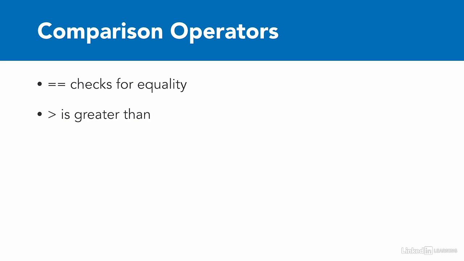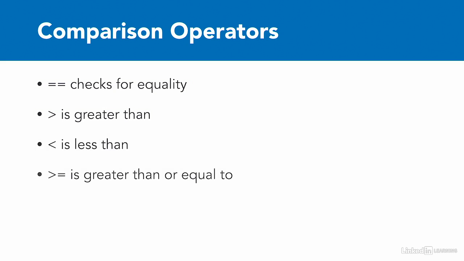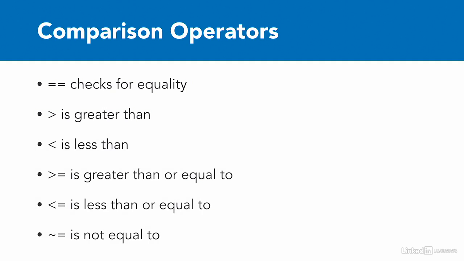And then you're probably familiar with the greater than sign, a right-pointing caret, and then less than, greater than or equal to, less than or equal to, and is not equal to or doesn't equal is a little bit different. In Matlab, it is a tilde followed by an equal sign. The tilde is not, so in this case it literally means not equal to.